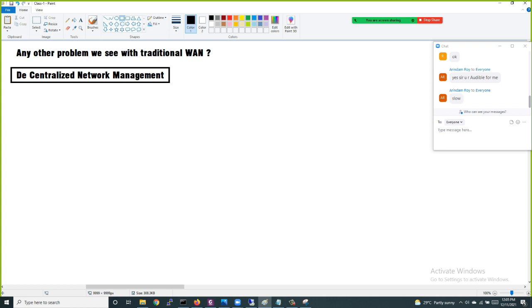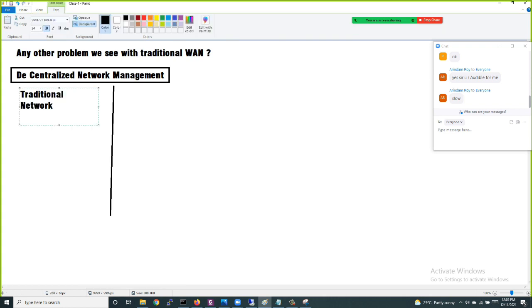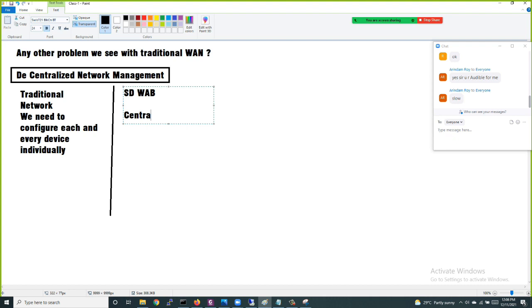Clear? So if I have to differentiate it, in case of traditional network, we need to configure each and every device individually. Second, in case of SD-WAN, this will be centralized. Every device will be managed from vManage.